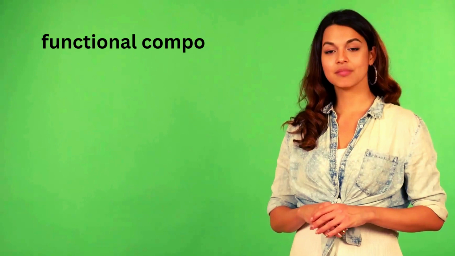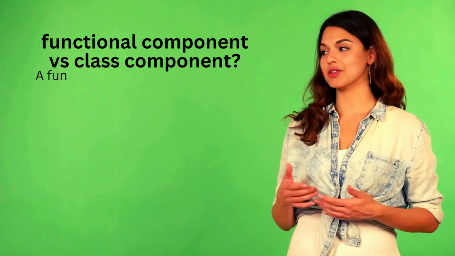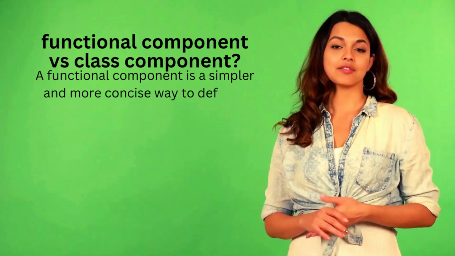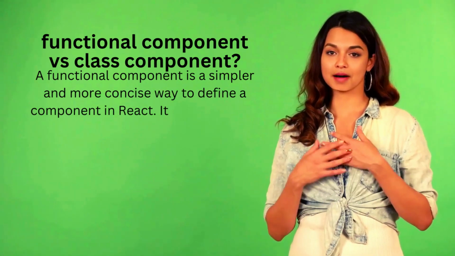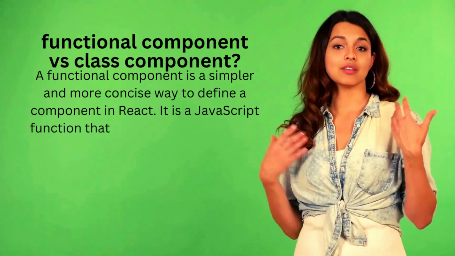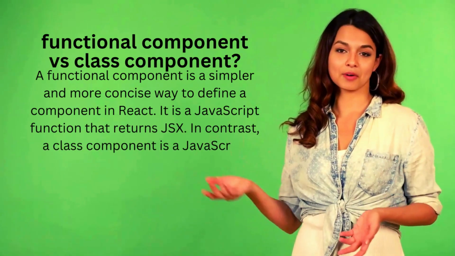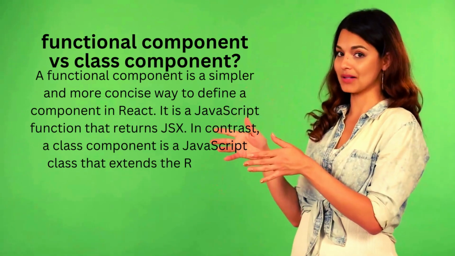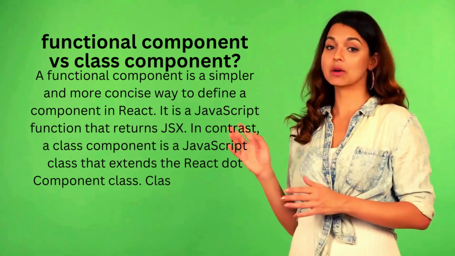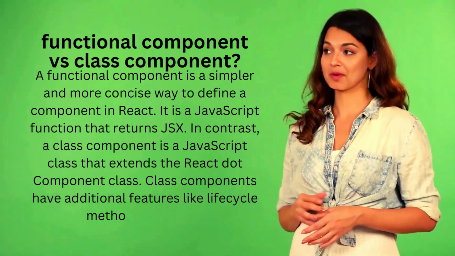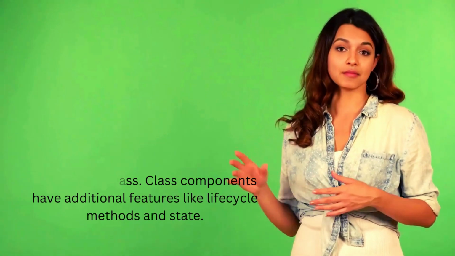What is the difference between a functional component and a class component? A functional component is a simpler and more concise way to define a component in React. It is a JavaScript function that returns JSX. In contrast, a class component is a JavaScript class that extends the React.Component class. Class components have additional features like lifecycle methods and state.